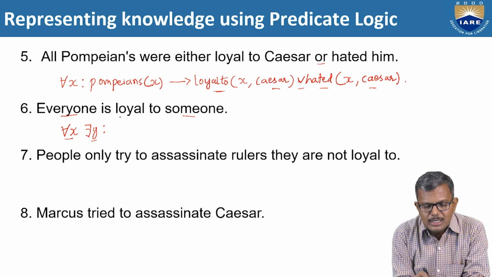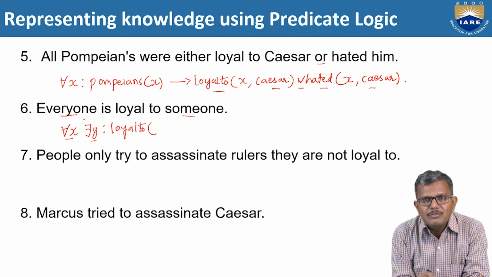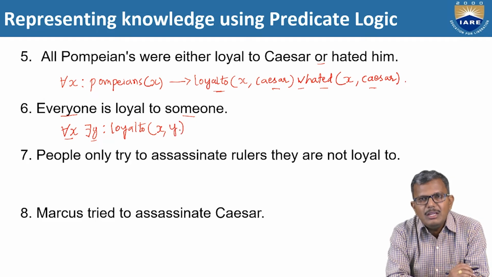Okay, right? So what is happening? They are loyal to. Who are loyal to whom? Everyone is loyal to someone. Everyone we have represented with X, and someone we have represented with Y. So the representation will be like this.